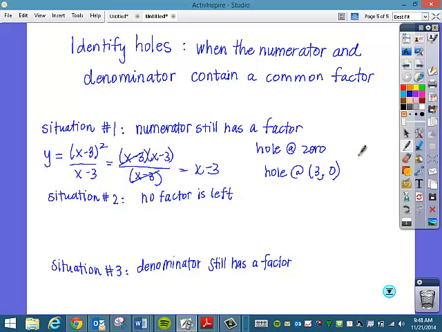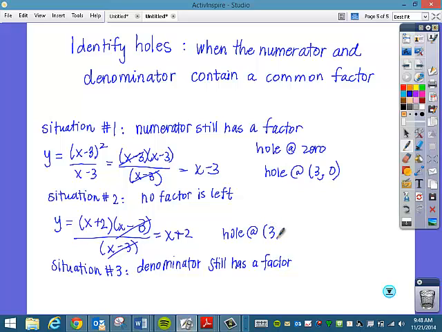The second situation is after you expand everything and cancel out what's in the numerator and denominator, and no factor is left. That would be a situation like this: y equals (x plus 2)(x minus 3) over x minus 3. I cancel out the x minus 3's and I'm left with x plus 2, so I don't have that common factor left any longer. I know I have a hole at (3, something).